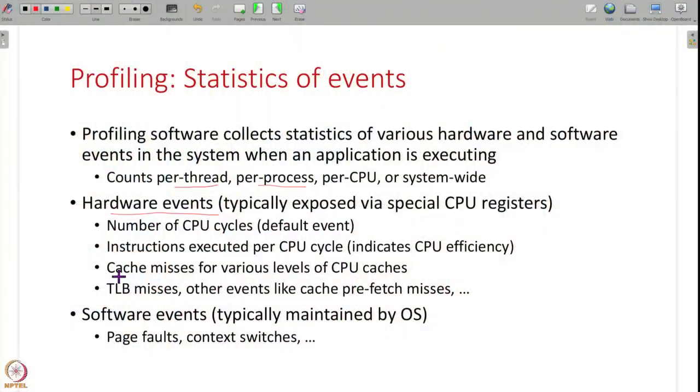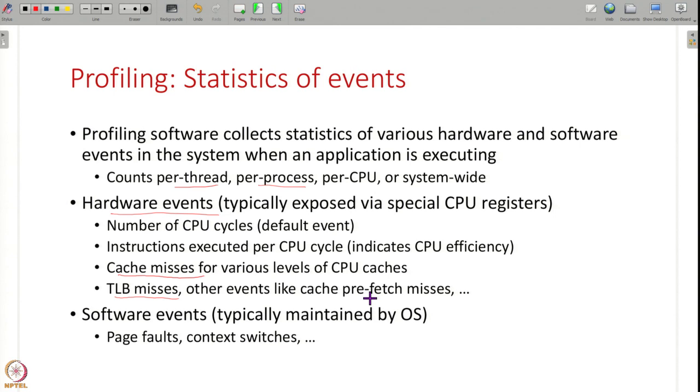Then you have various cache misses. Your CPU has many levels of cache, and at each level of the cache, what is the hit rate, what is the miss rate, all of these you will find out. Then other things like TLB misses, and your hardware does various optimizations like prefetching things into cache, so how many of those prefetches have worked, how many have not worked. If you take an architecture course, you will understand a lot more about all the smart things that your CPU is doing, and you can measure all of those counters to see whether all of these optimizations like caches, TLB, everything is working well in the CPU or not.